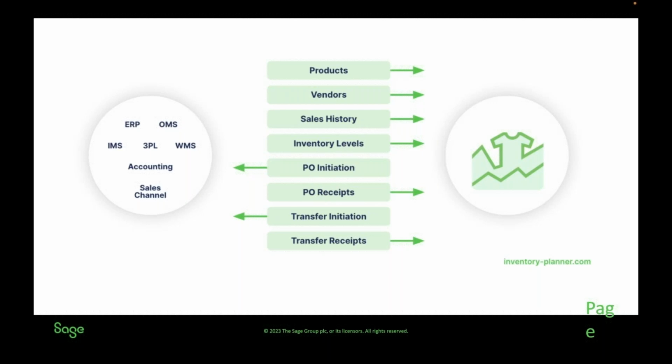And that could just be they want to create the draft PO and then sync it over to a Sage 50 or a Sage 100 or a Sage 300. Others actually send the PO out of Inventory Planner, but that's totally up to you.